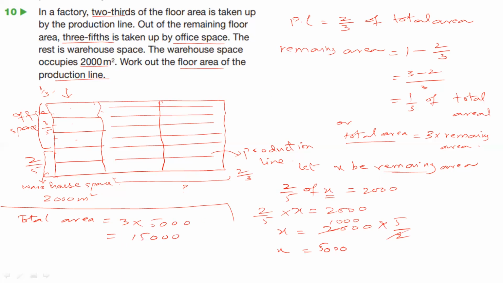But we have to find the floor area of the production line. The production line area is equal to 2 by 3 of the total area. So we can write 2 by 3 times 15,000. Here 3 times 1 is 3, 3 times 5 is 15, and these 3 zeros come as they are. So 5,000 times 2 will be 10,000. So the area of the production line is 10,000 meters square. This is the answer to question number 10.